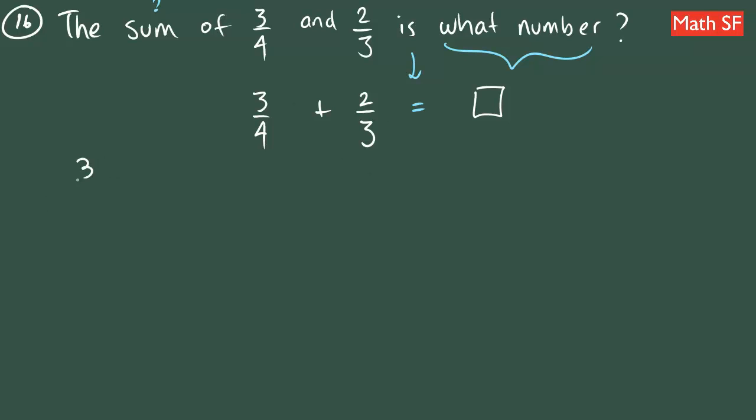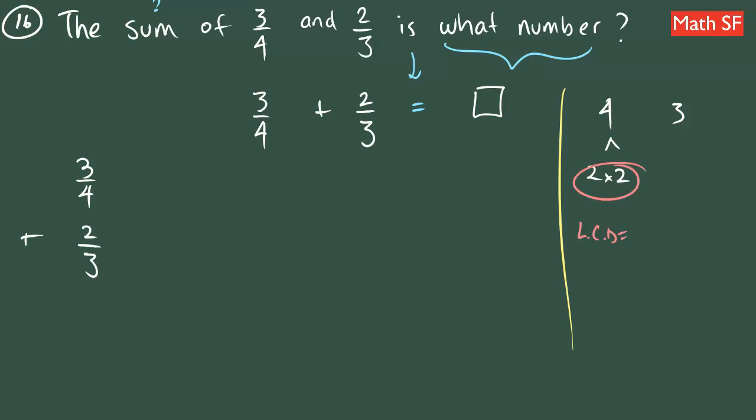So let's add them up. 3/4 plus 2/3. They don't have the same denominator, so we have to find the LCD between 4 and 3. 4 is 2 times 2, and this is a 3. So the LCD will be, well, 2 times 2, you pick that. This 3 is not included, so you put the 3 there. 2 times 2 is 4, times 3 should be 12. My LCD, the least common denominator, should be 12. Now we get equivalent fractions with denominator 12.